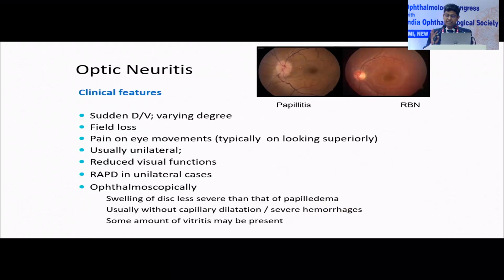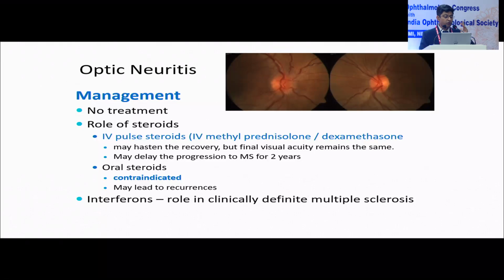Optic neuritis has been discussed frequently in multiple forums in this conference, so just remember typical and atypical features. You need to now work up more extensively. Imaging has now become one of the sheet anchors for diagnosing and managing and trying to classify the reason behind it. Role of IV steroids, almost now upfront.